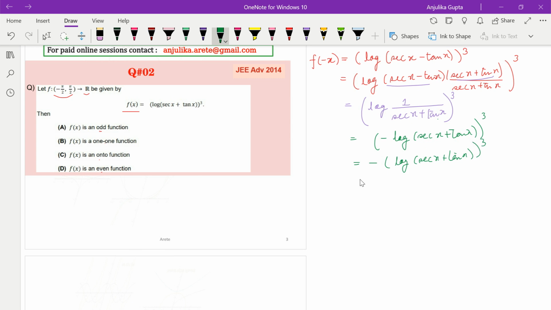And now you know, right, what is this? This is minus f of x. Okay, so what does that mean? That the function is an odd function. So let's take this. Okay, the function is an odd function.